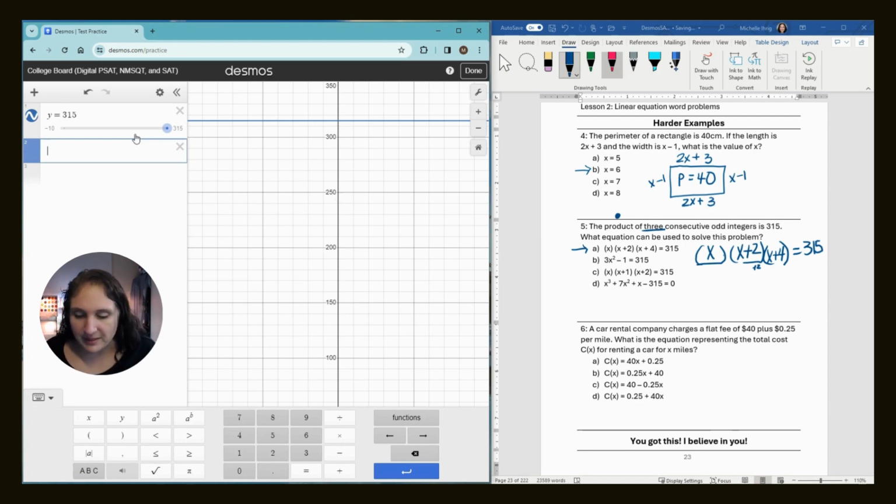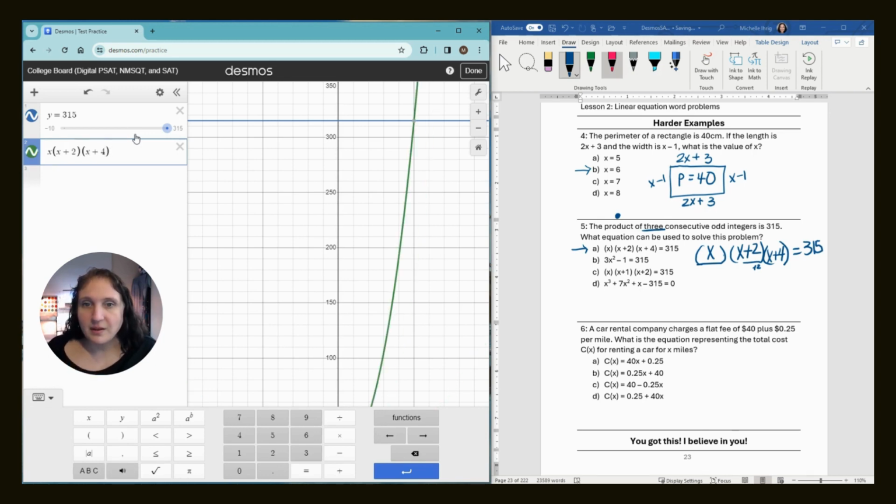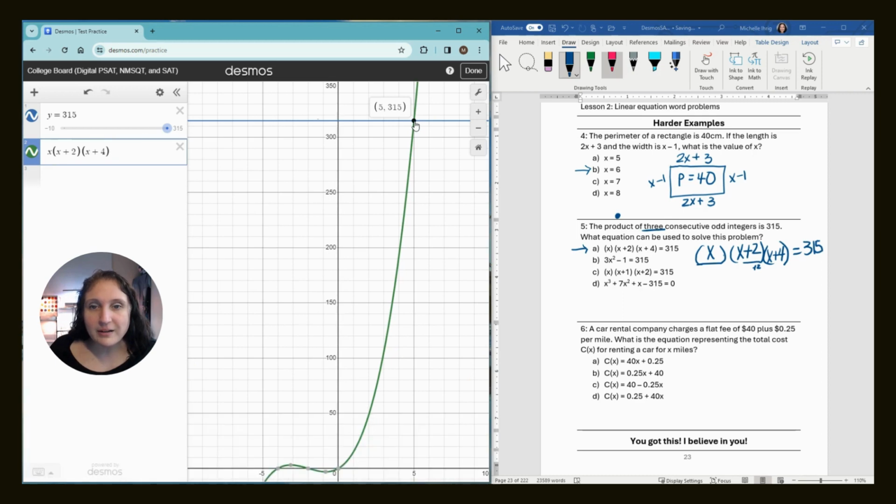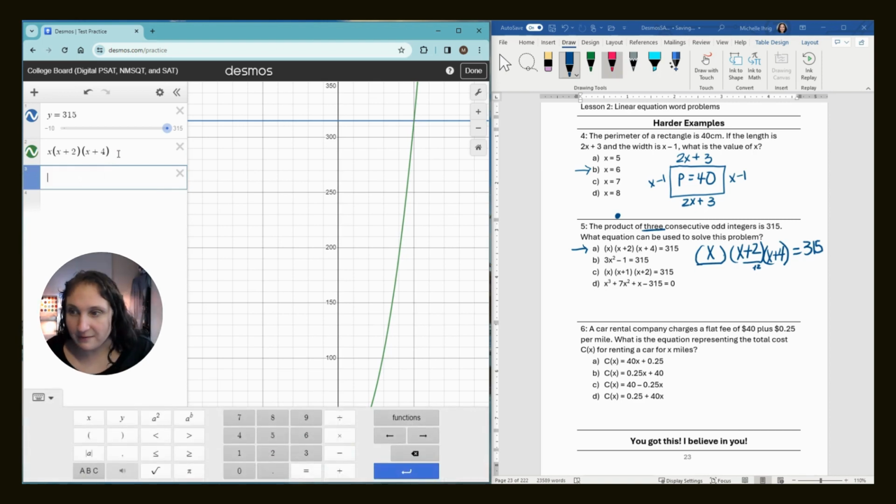So first I'm going to type in, okay, well, if I've got x, x plus 2, and x plus 4, notice where they meet. They meet right here at number 5. So I would just multiply those numbers together. I've got x is 5. Actually, you know what? Let's be really sneaky. Let's do the f of x trick. So I'm going to do f of x equals that. And now I just have to type in f of 5. And look what I get, 315. So I know that that's the right answer.